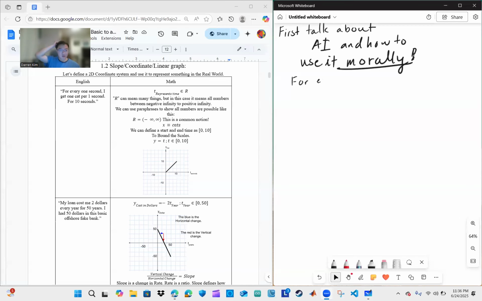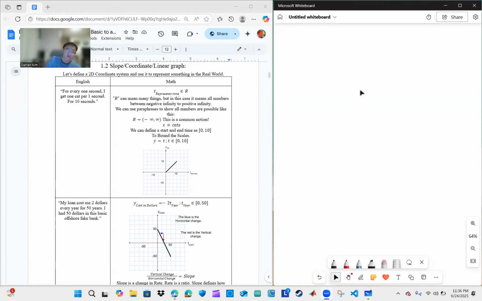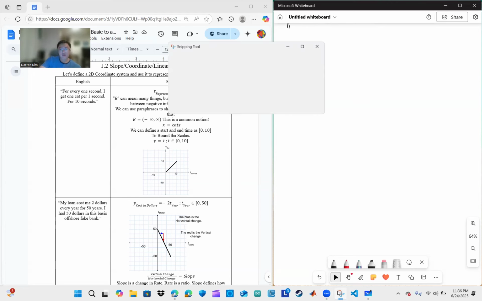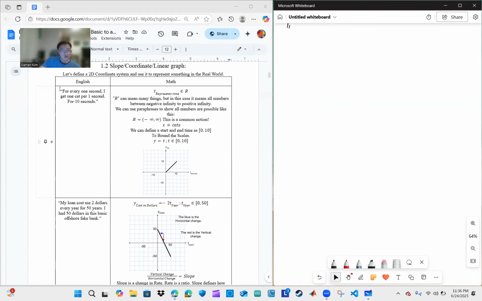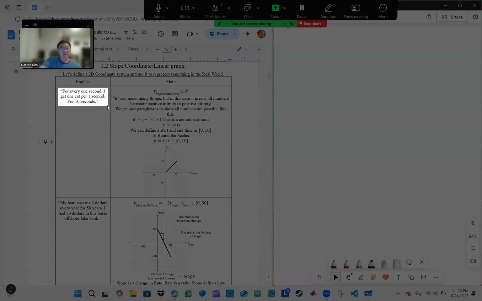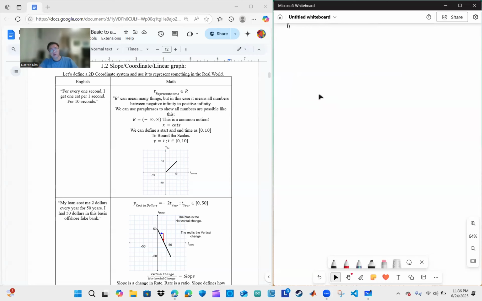Okay. So now we're going to talk about chapter 1.2. We're done with the moral talk about AI, so we can just remove that. So with the statement, for every 1 second in English, if you're given this task, how would I possibly represent this in math?